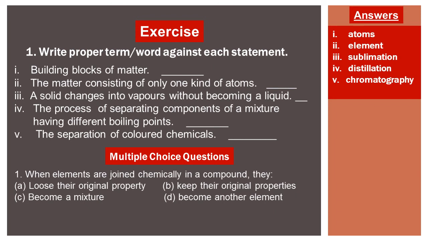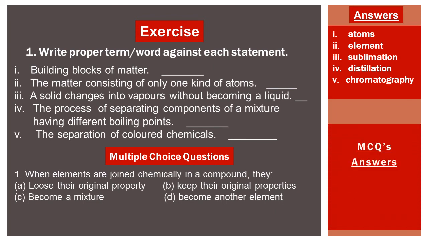So my opinion is that when the elements are joined chemically, then they lose their identity, they lose their original properties. So according to that, answer A is correct. A option is the correct option, lose their original property. Yes, in MCQ number 1, A option was the correct option.